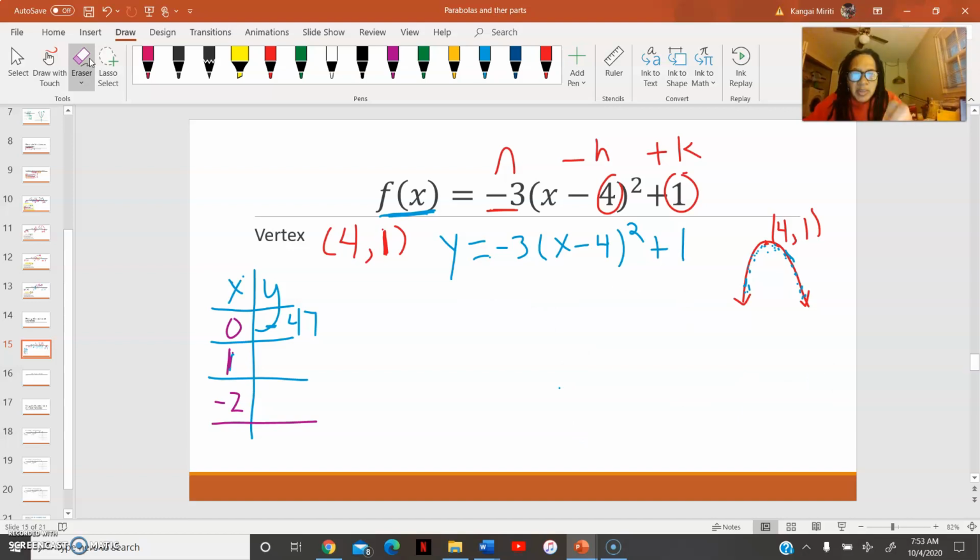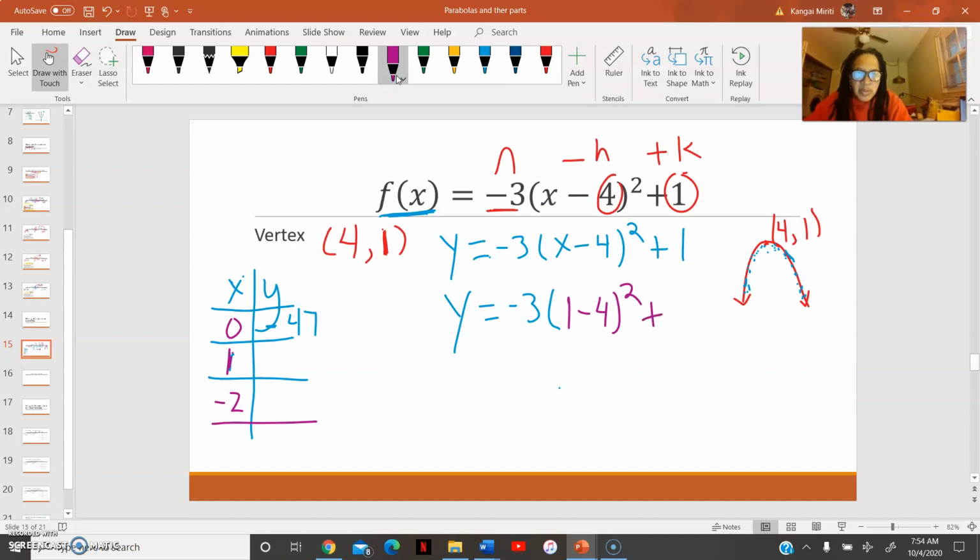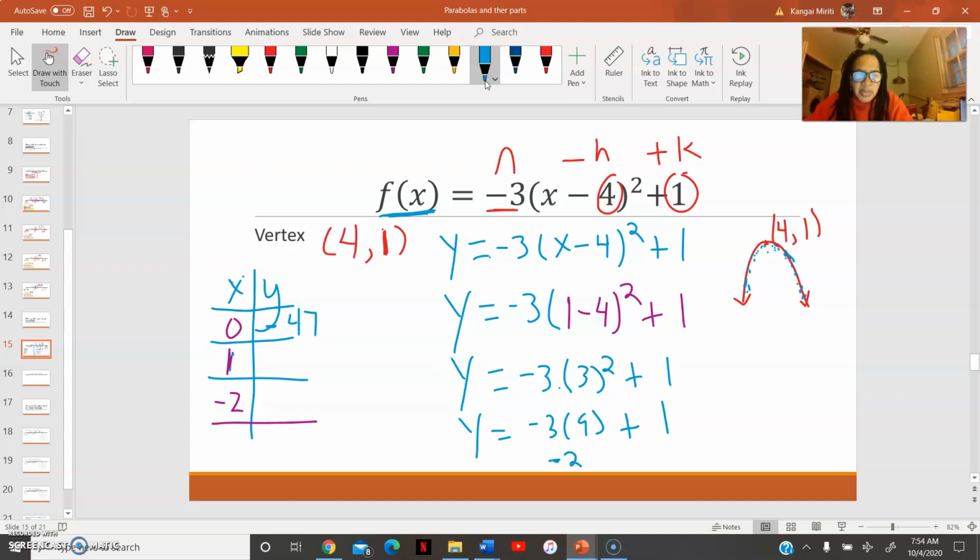So now let's put in another value. Let's put in 1 for x. So that means that this becomes this. Instead of x, we have 1. 1 minus 4 squared plus 1. And if we evaluate for y, this is like negative 3 times negative 3 squared plus 1. You could put all of this in your calculator. Y equals negative 3 times 9 plus 1. Looks like it's negative 27 plus 1. So y comes out to be negative 26.